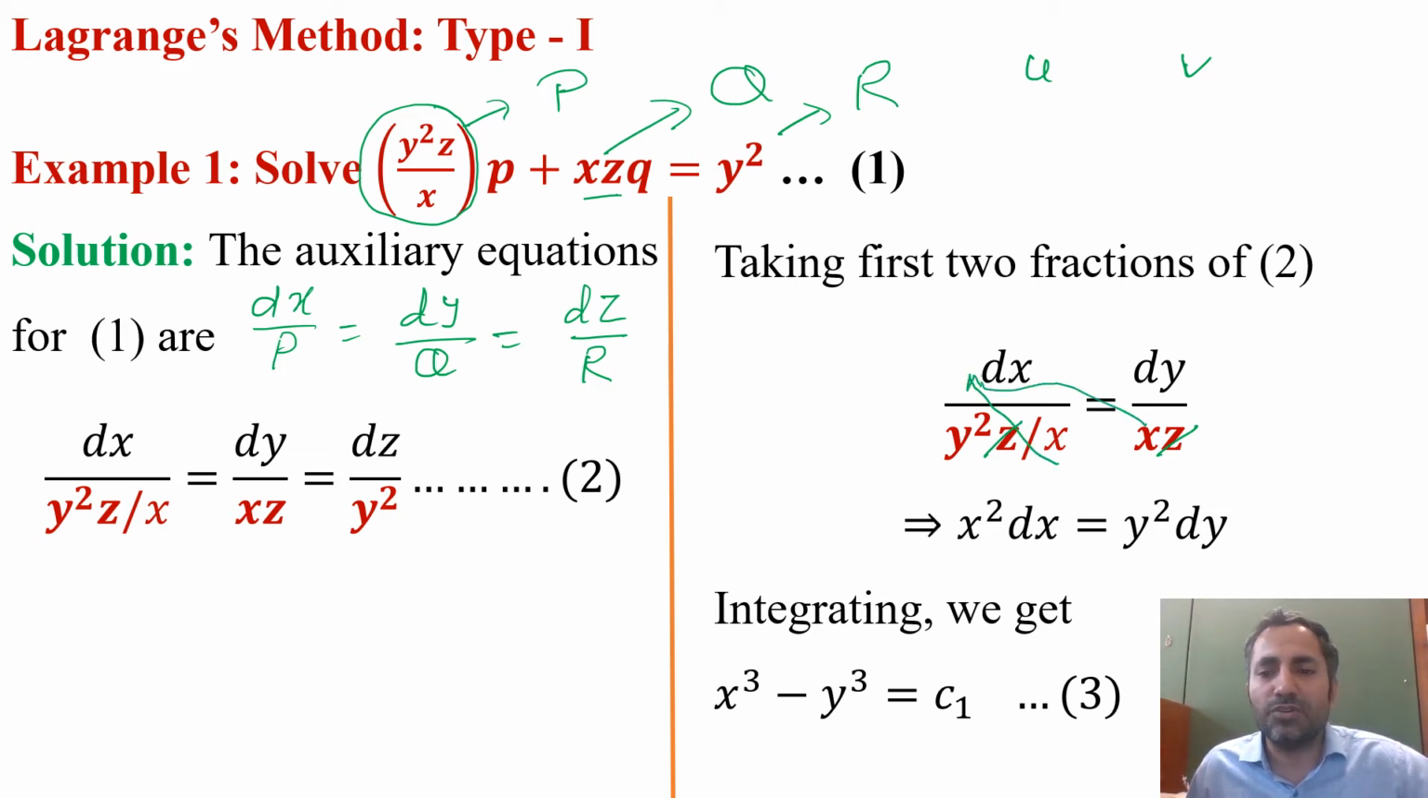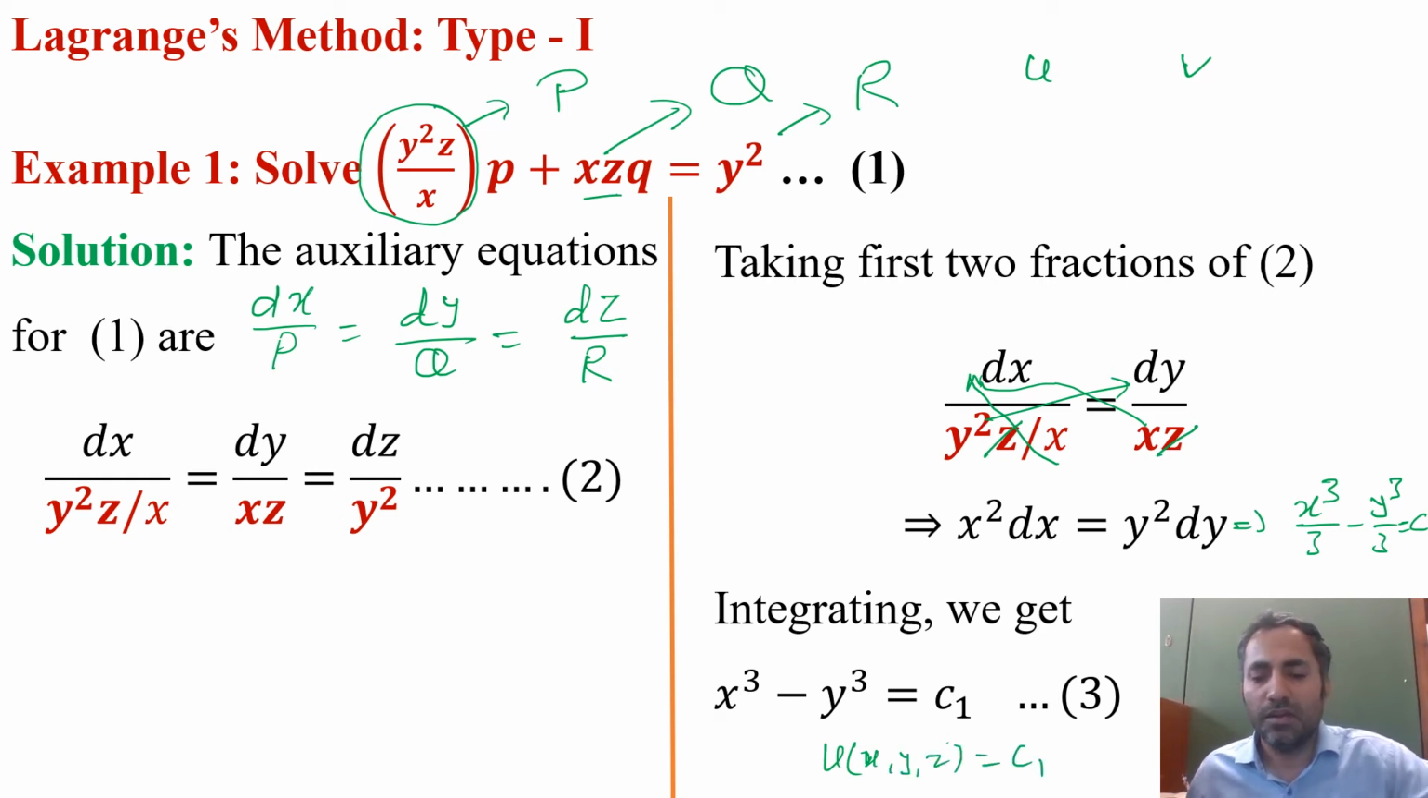This x will also go there, so it will be x square dx, and it will be y square dy. By simplifying and integrating, what we get is x cube by 3 minus y cube by 3 equals some constant. So x cube by 3 minus y cube by 3 equals, let's say, any constant c. By taking 3 common, 3c equals c1, that we have taken here.